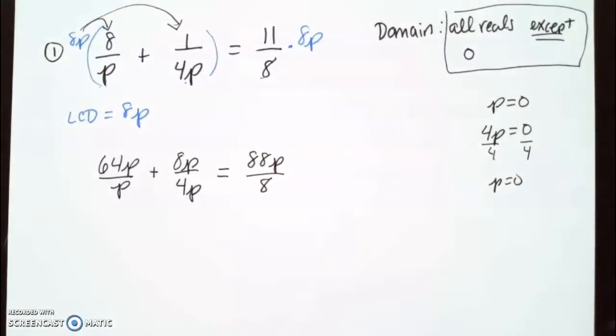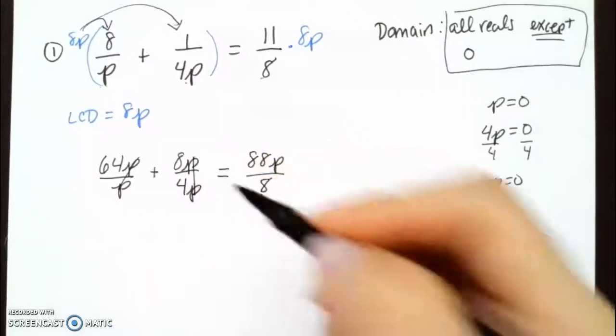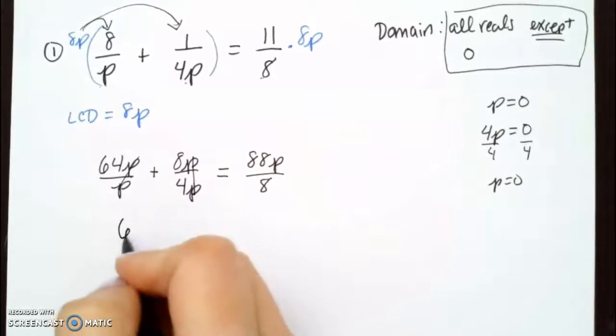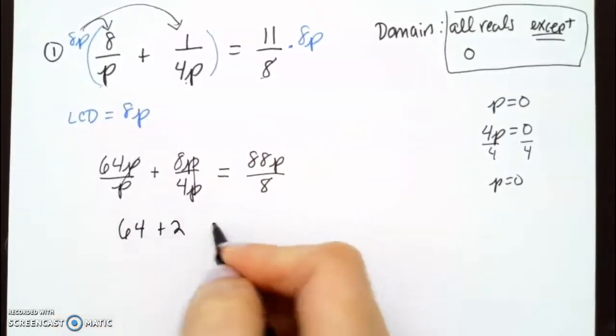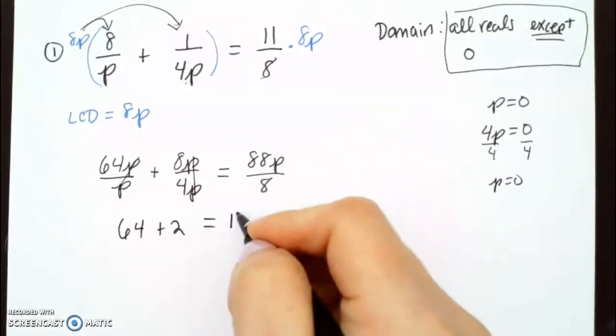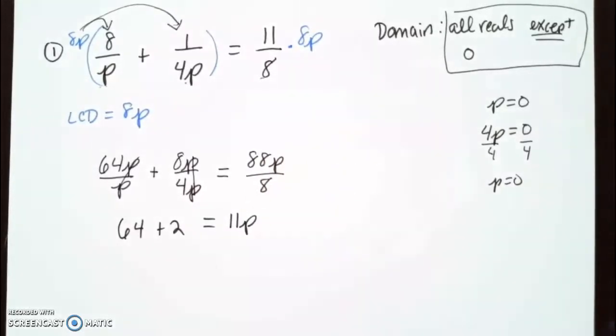Now the whole point is to write an equation where we can simplify and get rid of all those denominators. And you'll see that all of my denominators will cancel out. So just go ahead and do that. p divided by p is 1. 8 divided by 4 is 2. So this side gives me 64 plus 2 equals, and here I can divide 88 by 8 and get 11p. So you'll have some sort of equation. You have to decide what type of equation that is and what method you need to use to solve.